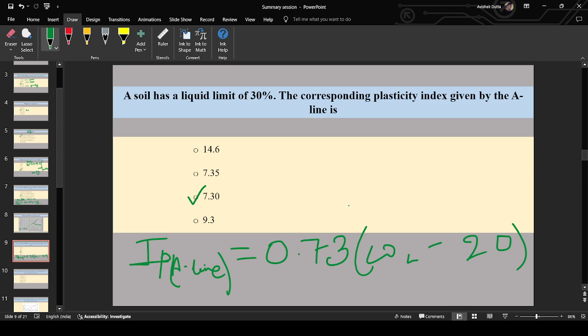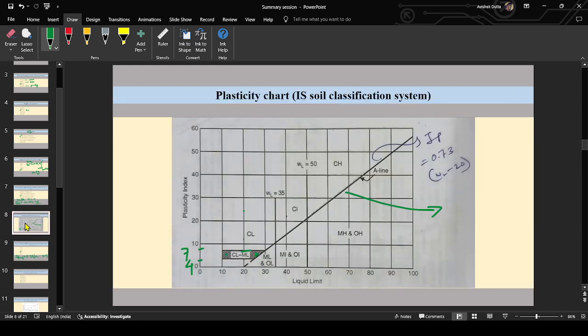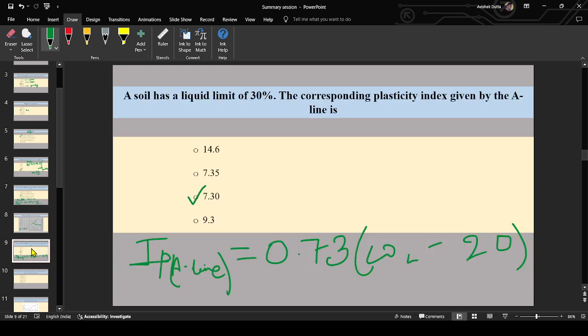Organic and inorganic soil, and also silty and clayey soil. Only this shaded region has both silt and clay. Otherwise, the A line also differentiates between clay and silt and between inorganic and organic soil. So this line gives the plasticity index as per the equation IP equals 0.73 into WL minus 20. Here WL, the liquid limit, is 30%. We get a value of the plasticity index as 7.3 given by the A line. Okay.